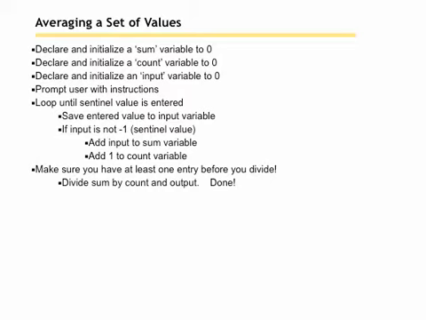Our loop will loop until the sentinel value is entered. So in our prompt to the user, we want to say, or -1 to quit, for example. We will save the entered value to the input variable. If the input is not the sentinel value, we add it to our total and we increment our count, and keep doing that until the user enters -1. We have to make sure that we have at least one entry before we divide, because a divide by zero error will cause our program to crash.